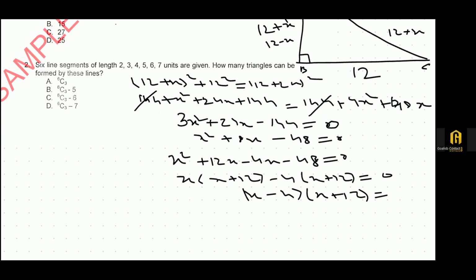Okay. So if x is 4, if we take x as minus 12, then this will become 0. And it says the third side is greater than 15. So that cannot be the case.